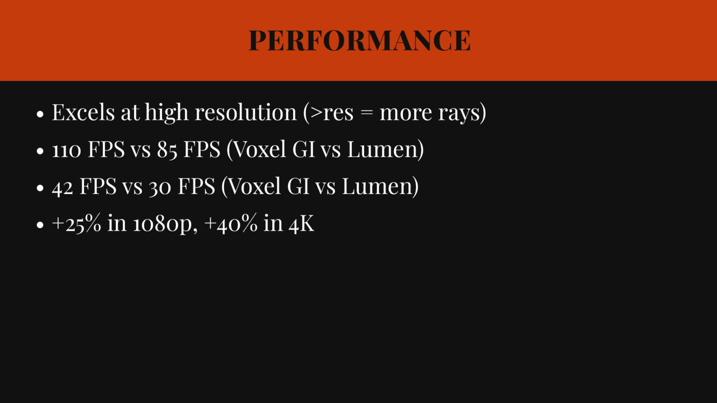Put in relative terms, that's roughly a 25% performance improvement at 1080p, and roughly 40% at 4K. And that 40% figure at 4K is really the headline number here. As display resolutions climb, and they are climbing both on PC and on console with performance modes increasingly targeting 4K output, the performance advantage of Voxel GI over Lumen doesn't just hold, it grows.